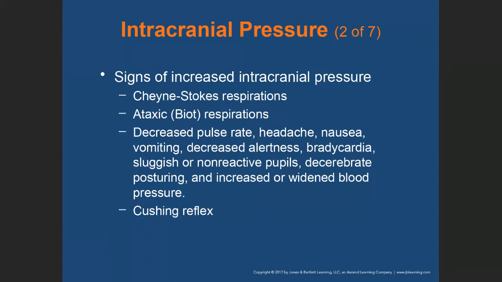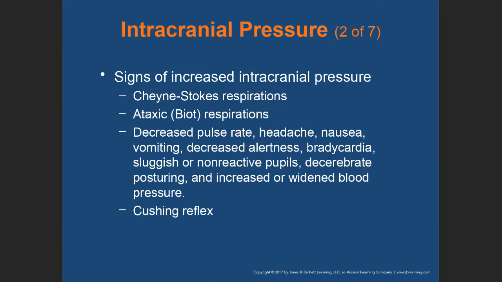The patient can have decreased pulse rate, headache, nausea, vomiting, decreased level of alertness, bradycardia. Look out for that bradycardia, right? The bradycardia might indicate neurogenic shock. So bradycardia is associated with neurogenic shock. Sluggish or non-reactive pupils, decerebrate posturing or decorticate posturing. We need to be familiar with these things.